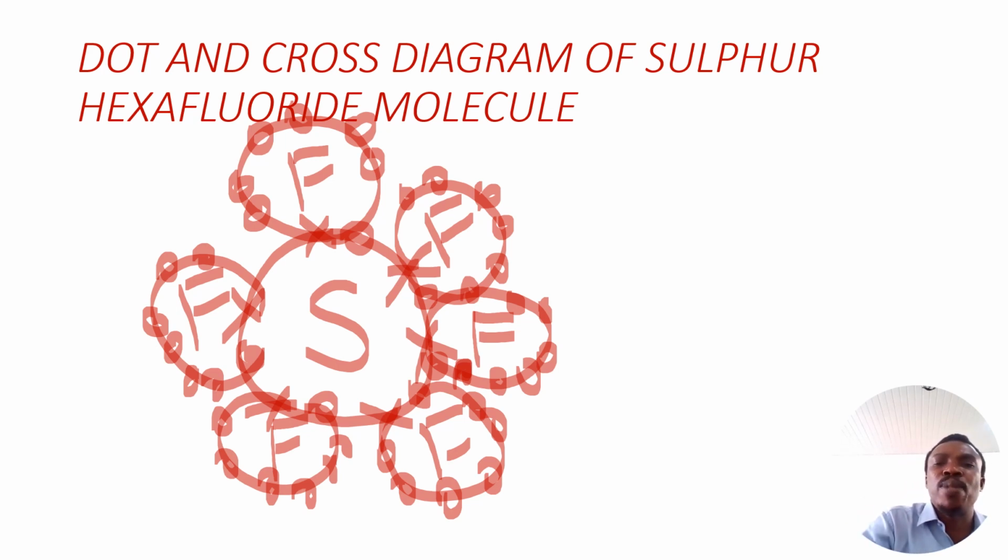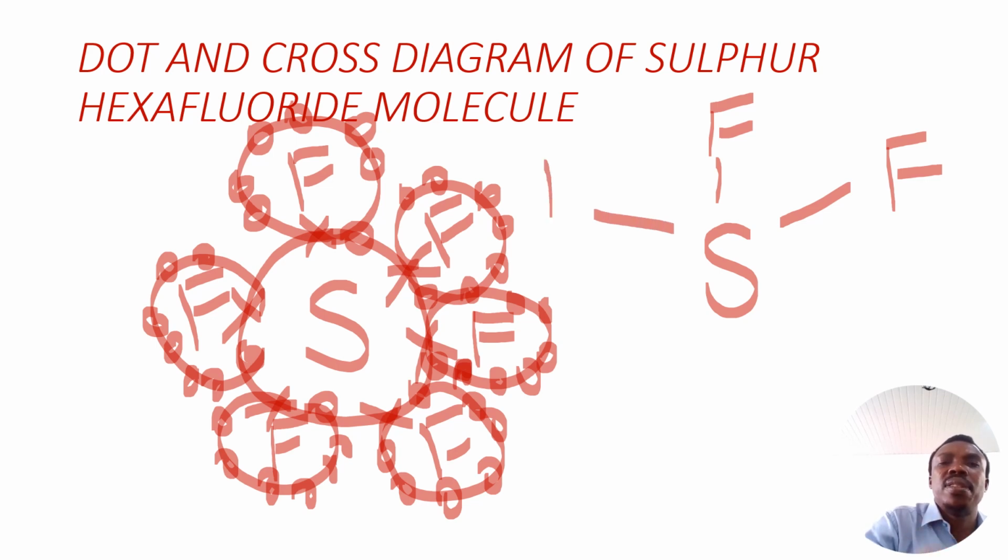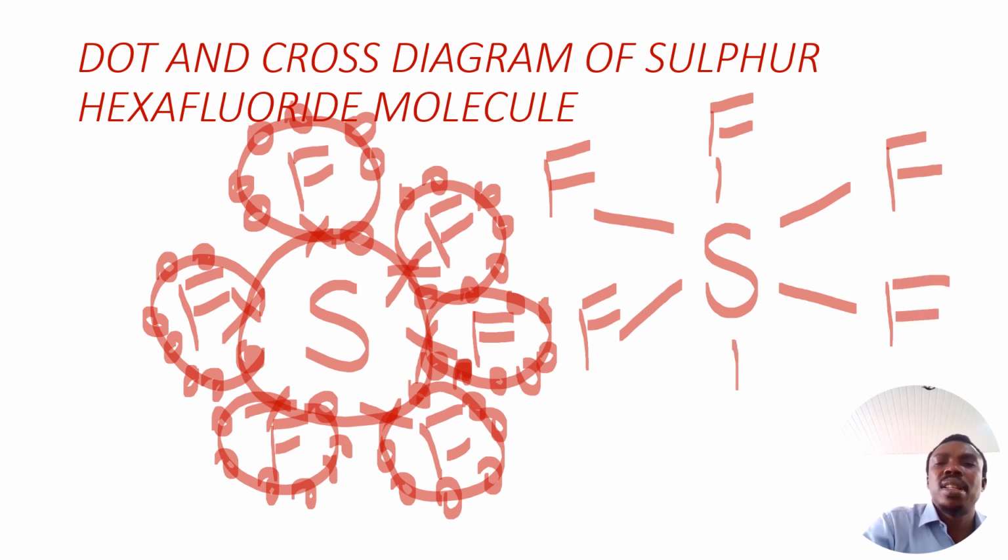So to draw the displayed formula, it will be like this: sulfur bonded to six fluorine atoms. So that is that. It's as simple as A, B, C. You can use any form of representation to represent it. Please take note of that. These are just a few exceptions that deviate from the octet rule during the formation of covalent bond. It's as simple as A, B, C.